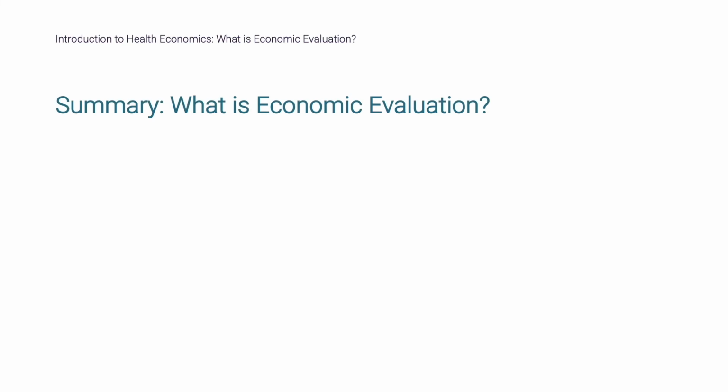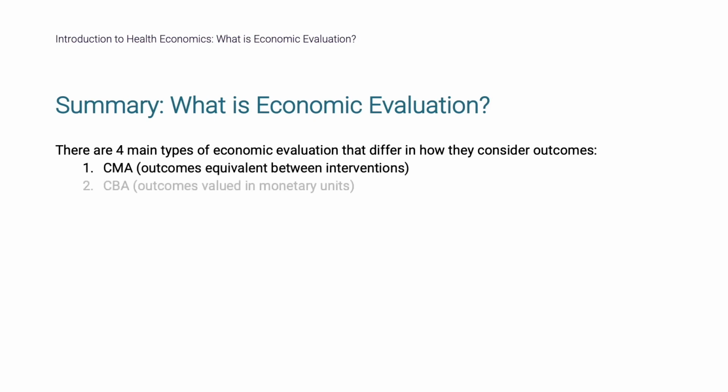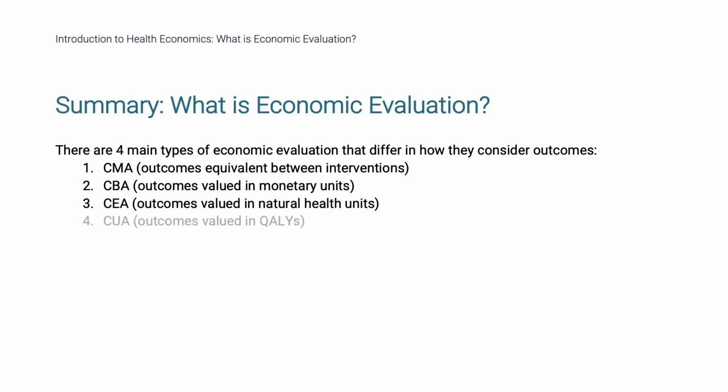There are a few key takeaways from this section. There are 4 main types of economic evaluation that differ in how they consider outcomes. There is the CMA, in which outcomes are equivalent between interventions, the CBA, where outcomes are valued in monetary units, the CEA, where outcomes are valued in natural health units, and a CUA, where outcomes are valued using QALYs.